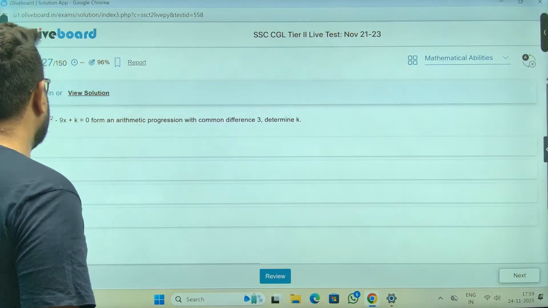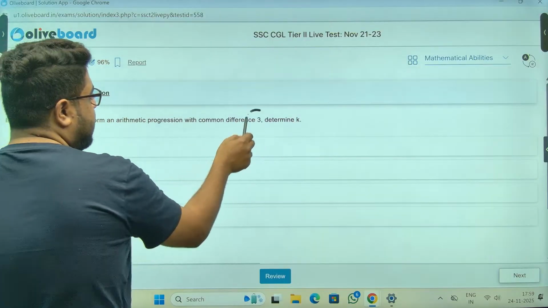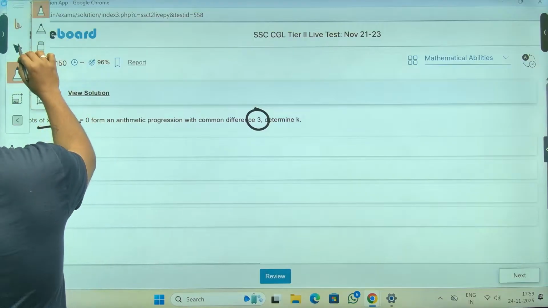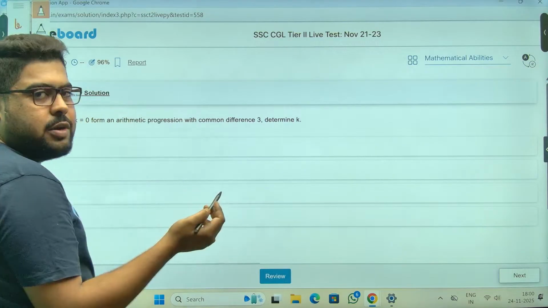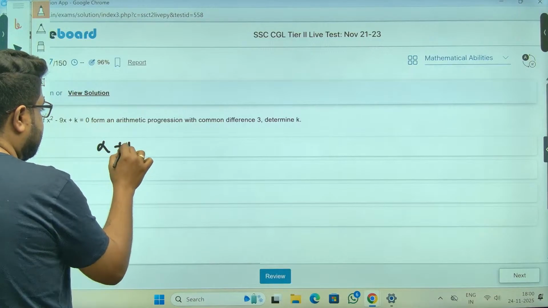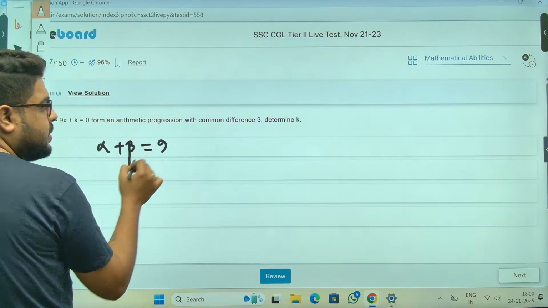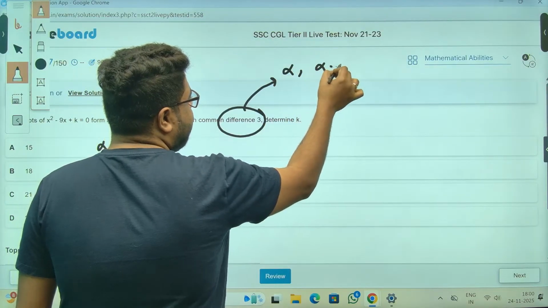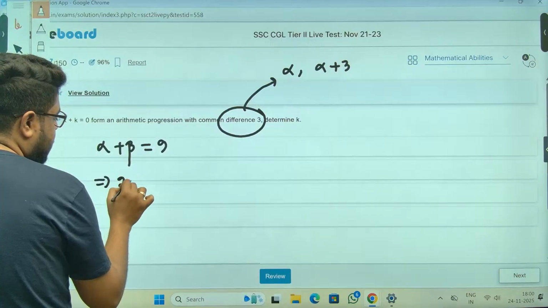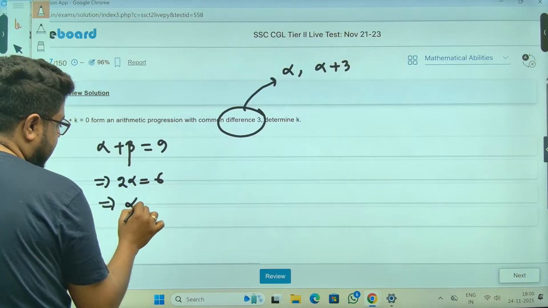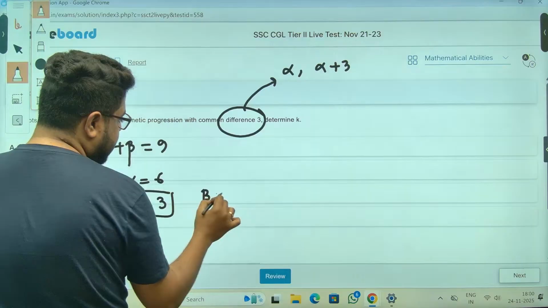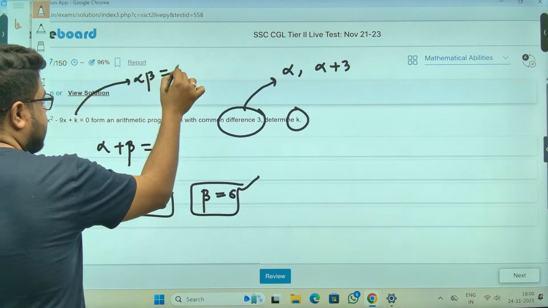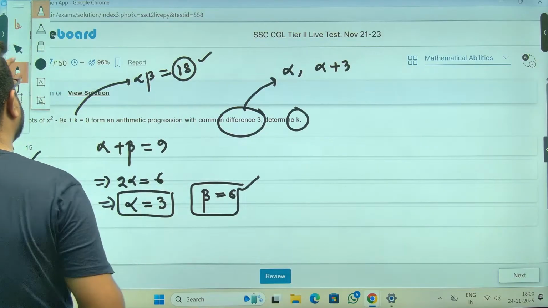Next one, please. Roots of this arithmetic progression, common difference 3. Sir, can I say one thing? You can do it normally. So alpha plus beta here is 9. So alpha is the first root, so beta will be alpha plus 3. You can put it here. 2 alpha is 6, so alpha is going to be 3 and beta is going to be 6. So K will be alpha into beta, that is 18, sir. So option number B is the correct answer.